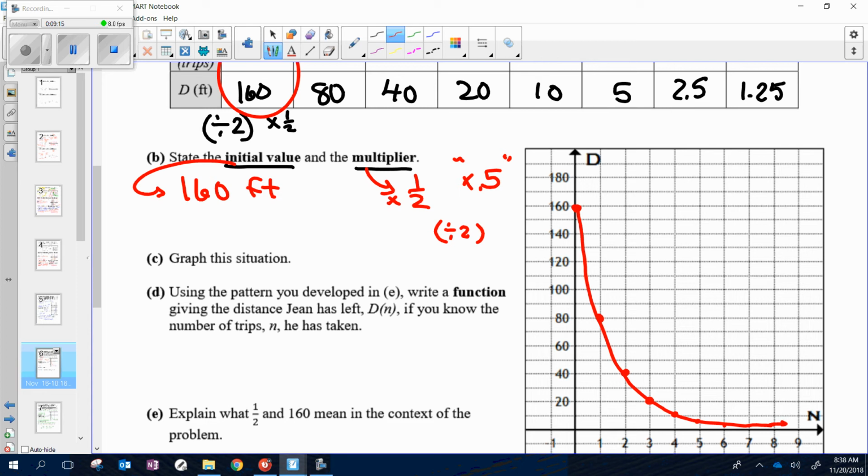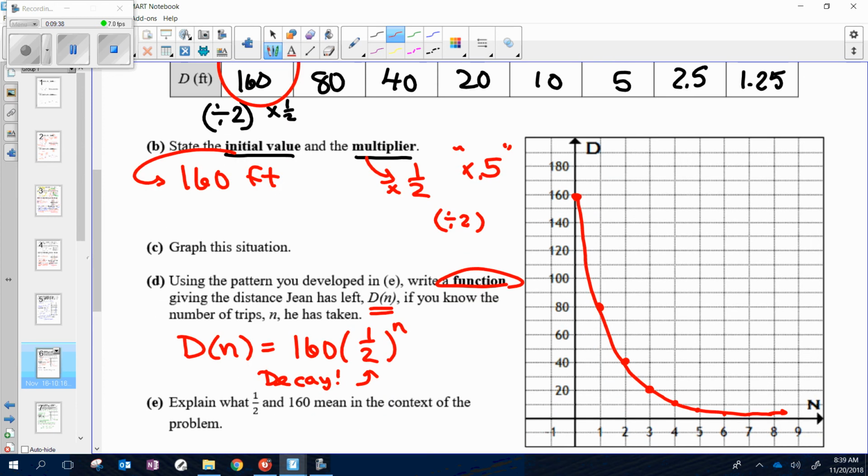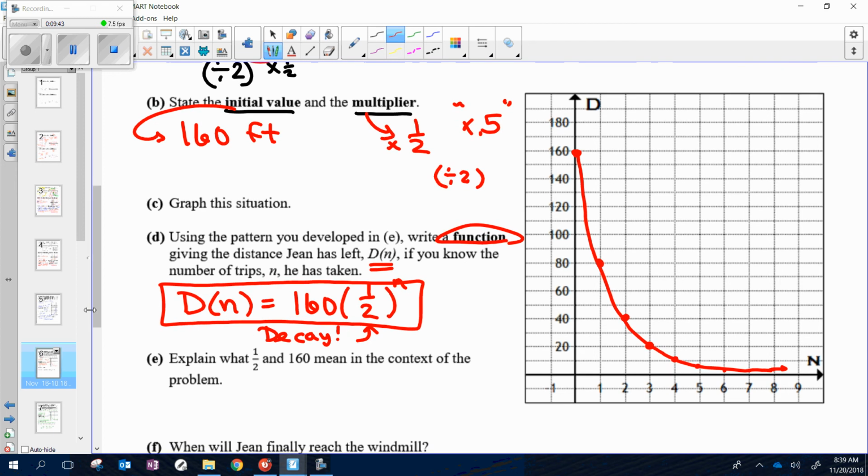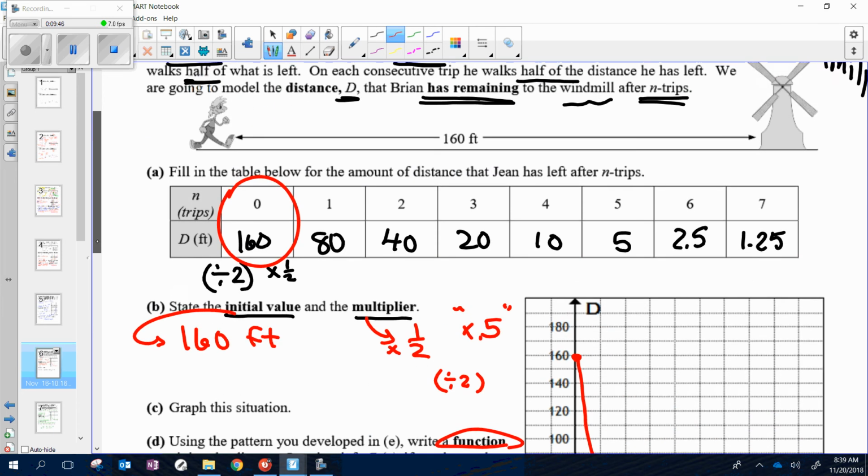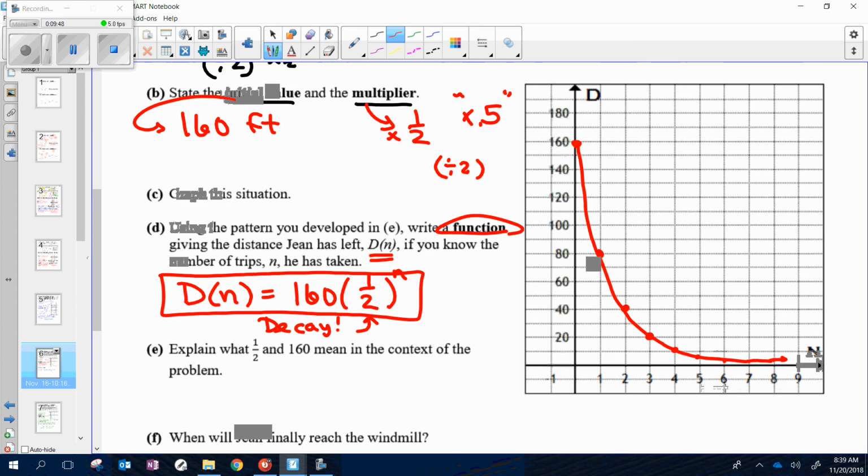Using the pattern you developed in E, write a function. All right, so if it's a function, d of n, I need to know my initial value, 160, and my multiplier, 1/2. Hey, by the way, that's decay, and I can tell by the picture and by that fraction being less than 1. And I know that I'm multiplying repeatedly as the number of trips changes. There's my function. By the way, his name was Brian initially, and now they're all of a sudden asking about Gene, but I think they mean Brian.